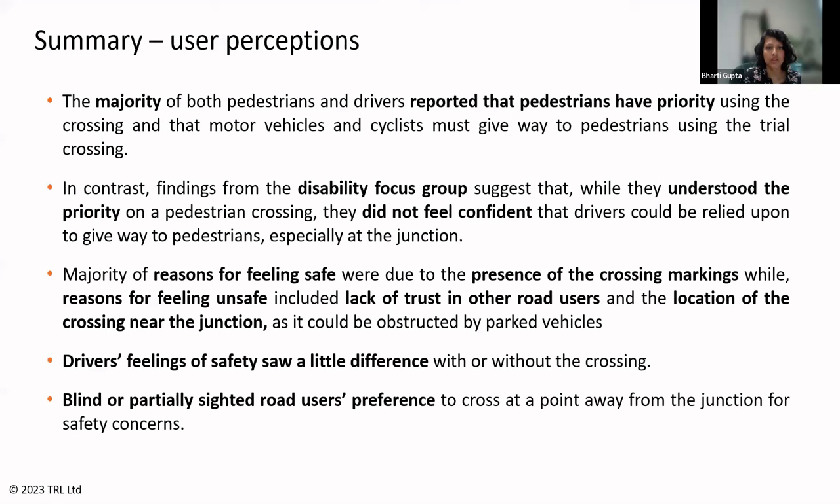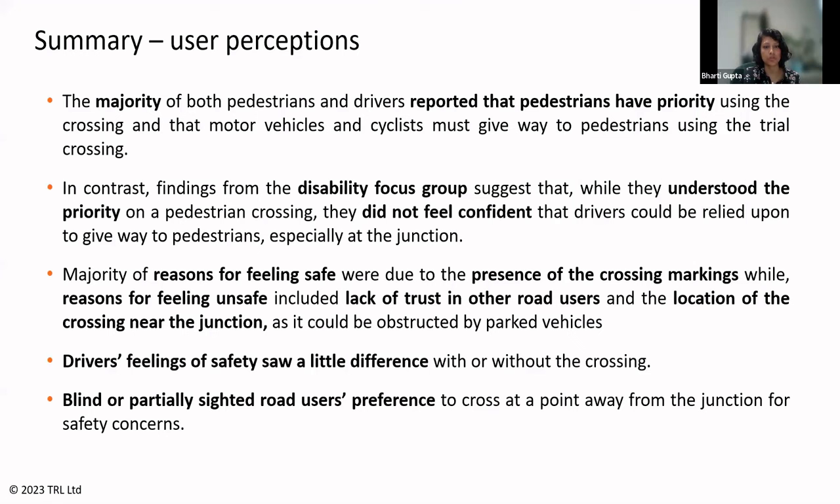And looking at the survey findings from the user perception study, the majority of both pedestrians and drivers we approached reported that pedestrians have priority using the crossing and that motor vehicles and cyclists must give way to pedestrians using the crossing. And when we spoke to the disability group, they also agreed the same thing about the priority, but they did not feel confident that drivers could actually be relied upon to give way to pedestrians, especially when the crossing is so close to the junction.